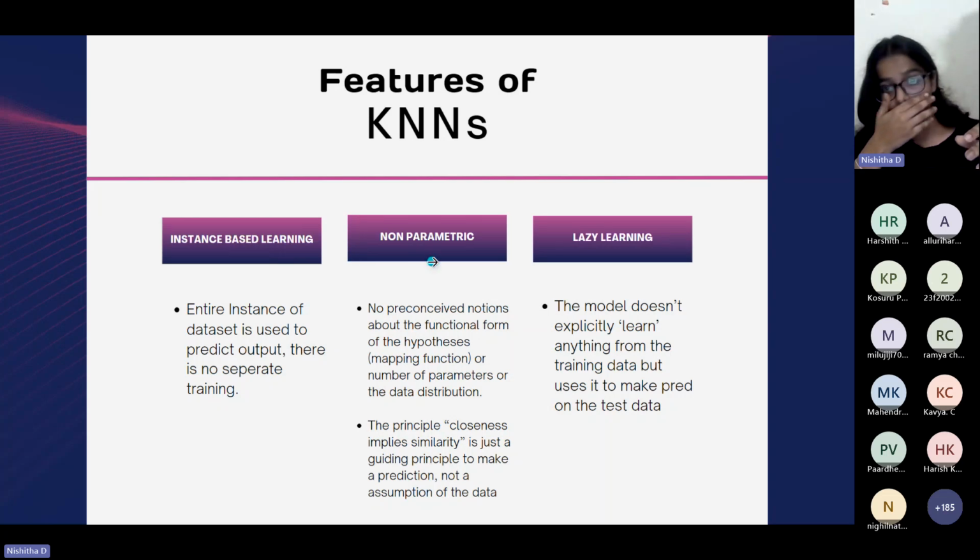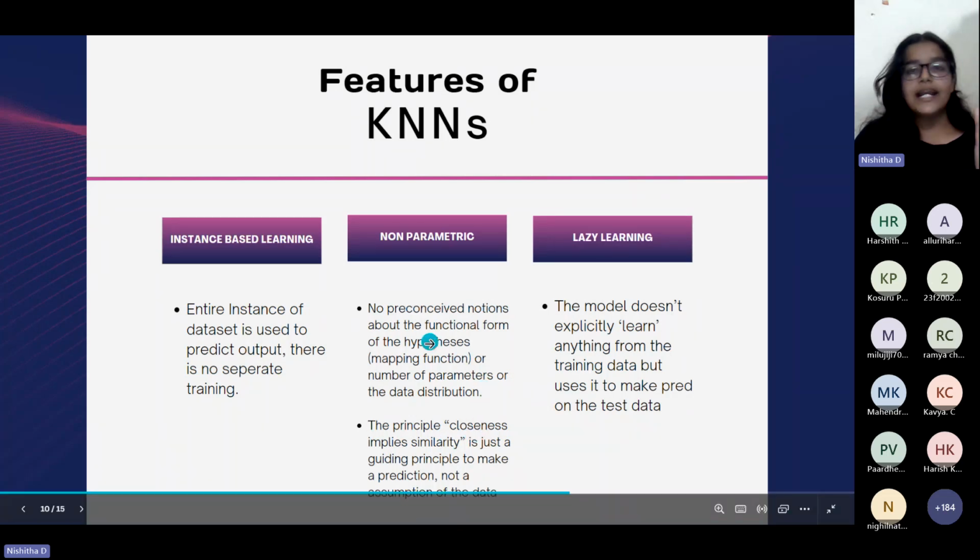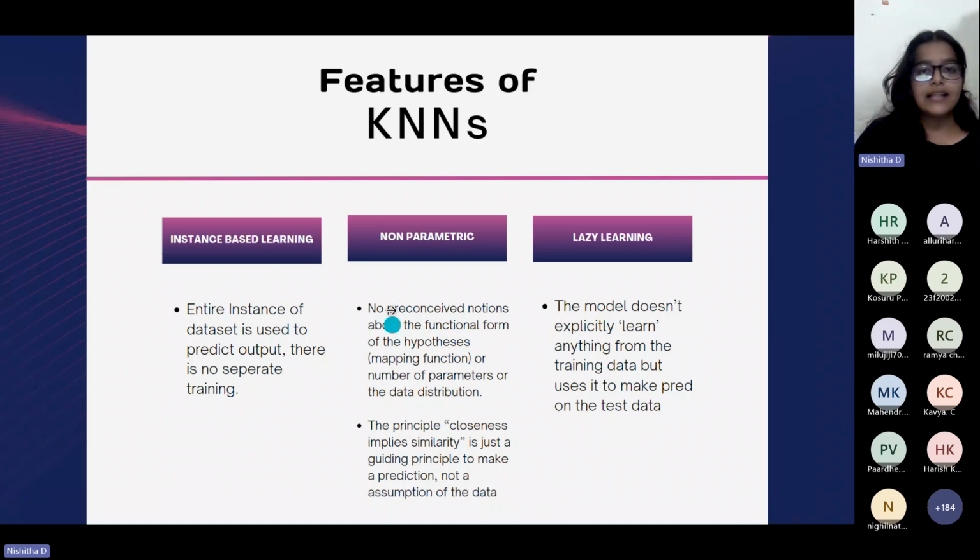It's also non-parametric, meaning that it doesn't assume anything about the distribution of the data or the relation between the input and the output. For example, last class you would have seen linear regression, where we assume that the output is related to the input linearly. But over here, there's no such assumption. The guiding principle is that it just uses closeness to determine similarity and makes a prediction. It's not necessarily how the data should be. So this algorithm does not assume anything about the data. That's why it's called non-parametric. It's not like linear regression.